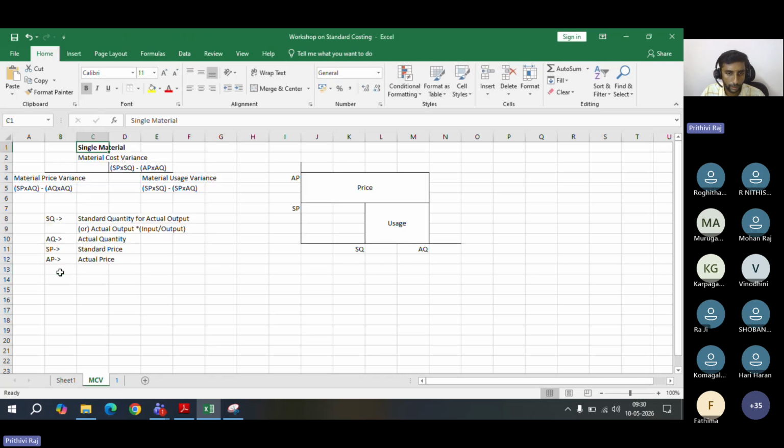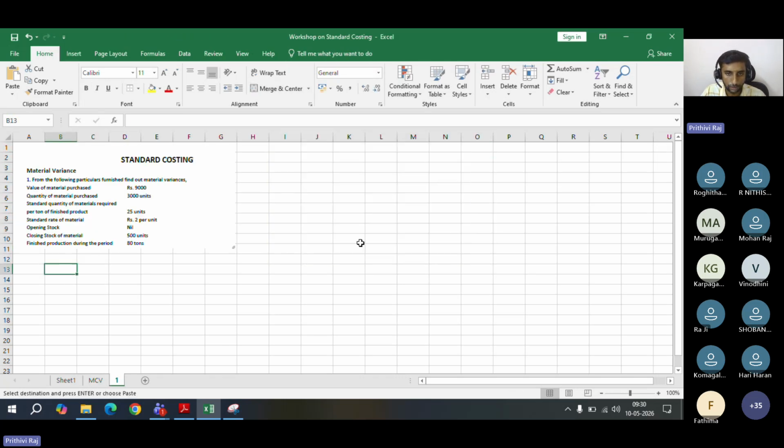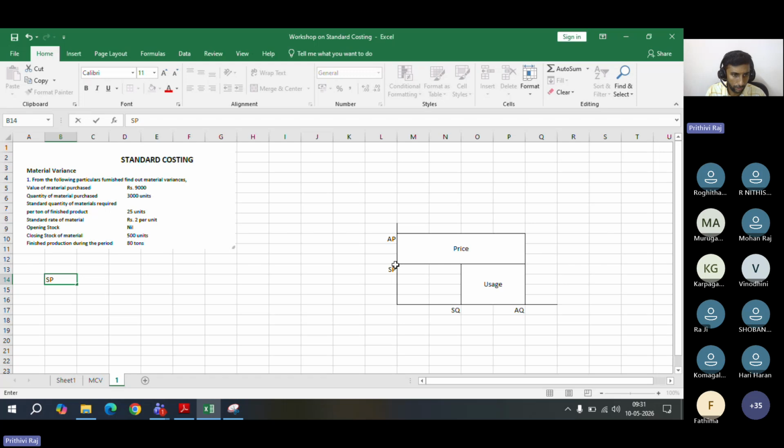Then for your easy remembrance, I'll put this graph here. This is the first sum. How can you derive the computation table and the formulas from this graph? Now the first part is to put the table for standard costing. Just go step by step. First, SP into SQ. Second, SP into AQ. And as I said, AP should always be joined with the last one, AP into AQ.